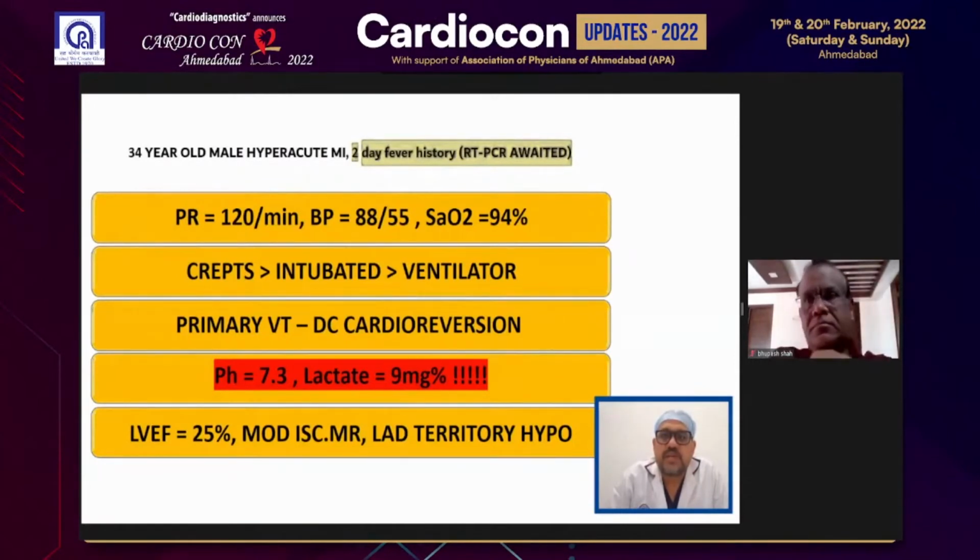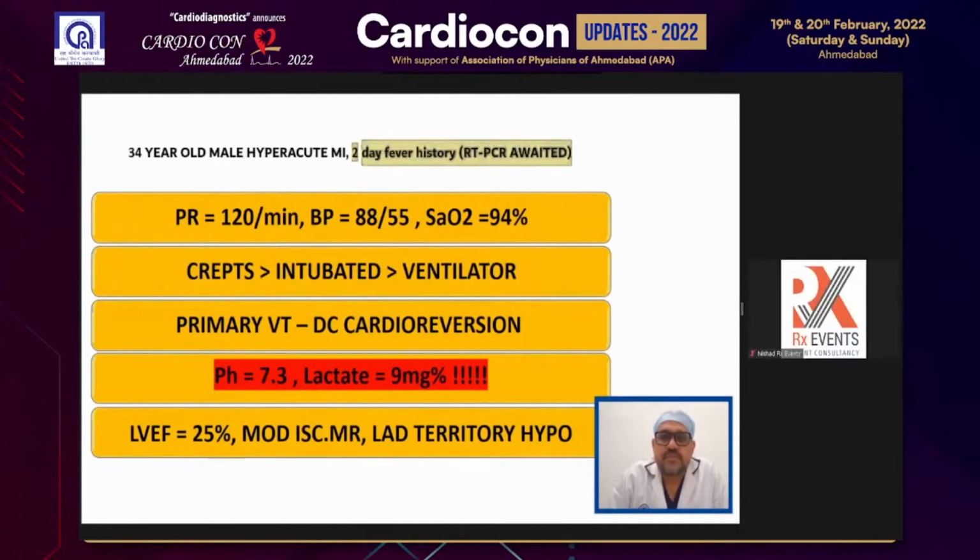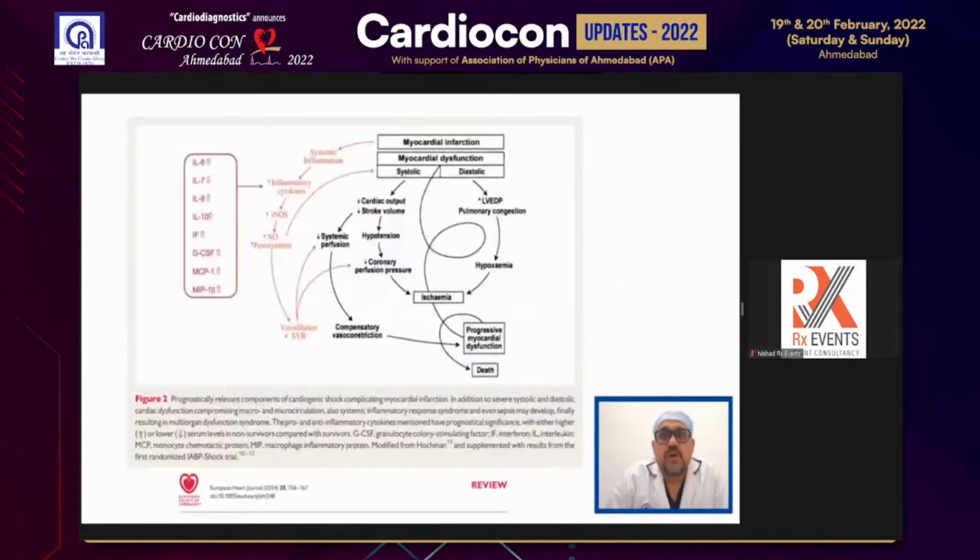He had ventricular tachycardia and has been cardioverted, with an ejection fraction of 25%, with moderate mitral regurgitation and a hypokinetic territory. But the most alarming thing in this scenario, which stands out, is that his lactate is 9 mg%. And this is very important to consider in the decision-making process. So we all know the sequence of events that follows a myocardial infarction. This chart shows the sequence of events that eventually lead to progressive myocardial dysfunction and eventually death.